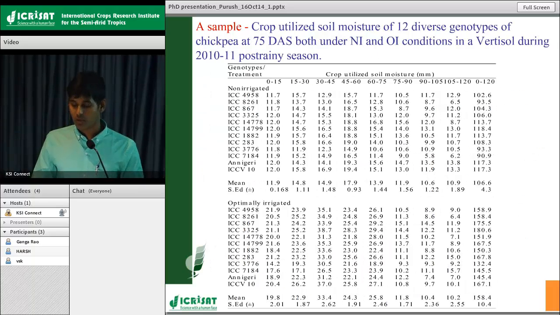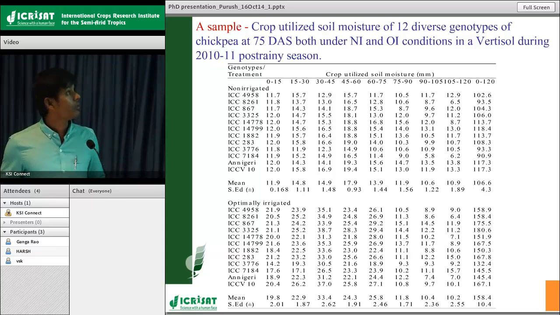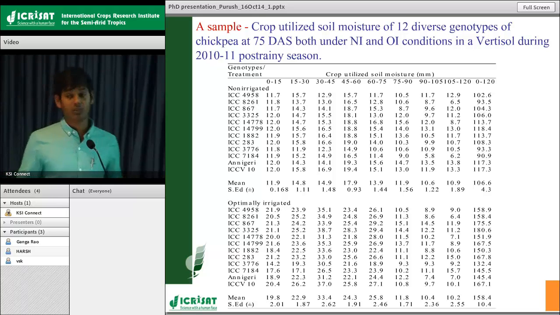As well, the soil moisture utilized by the crop for the 12 diverse genotypes was also measured in both conditions, up to 120 centimeters. In the later stage, this was measured at 75 days after sowing. The samples taken at this stage were up to 120, but at the initial stages it was considered only up to 60 because the rooting extent of chickpea genotypes at the flowering stage is a maximum of 60 under drought condition. So in the early growth duration we consider only 60, and it keeps increasing up to 120 based on their rooting extent and the crop growth stage.